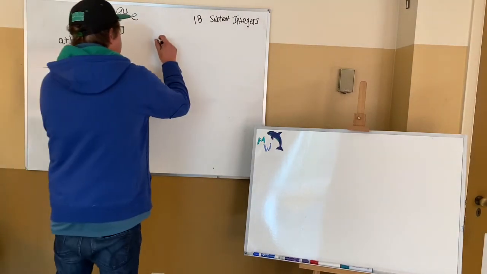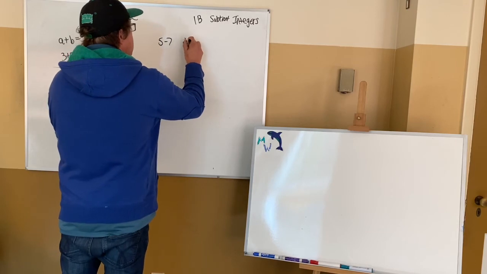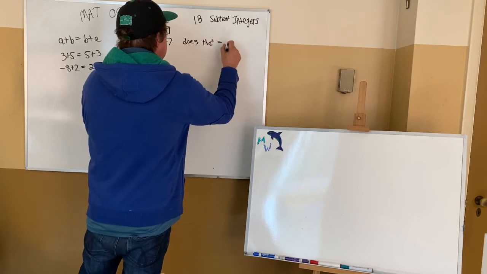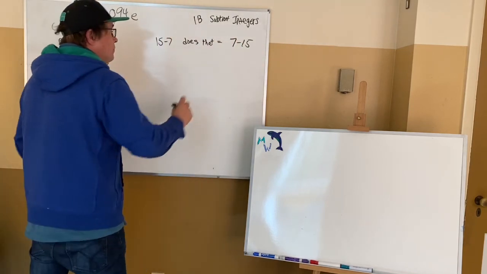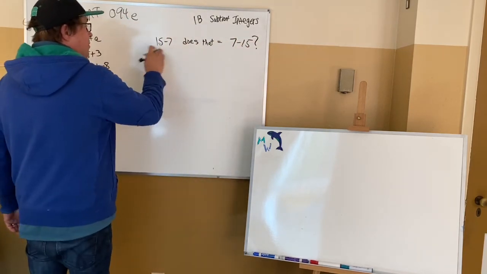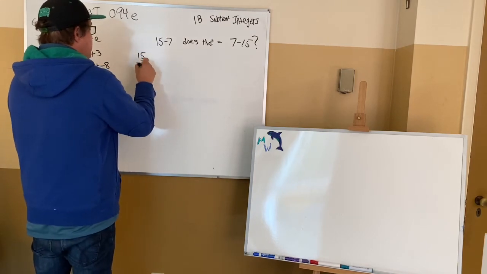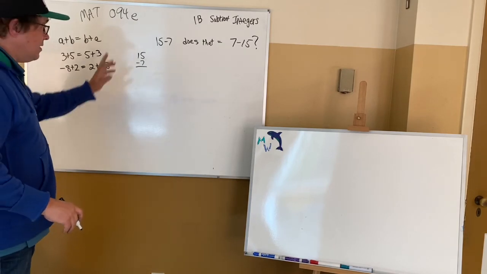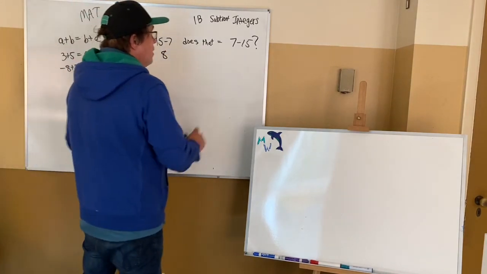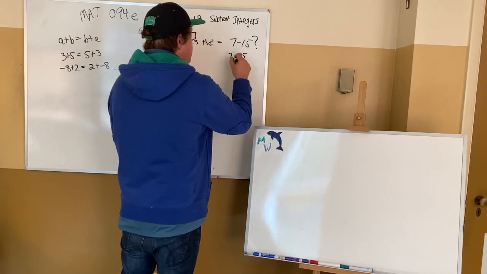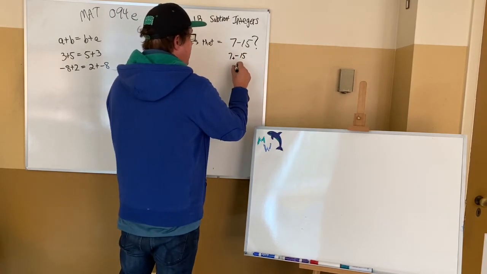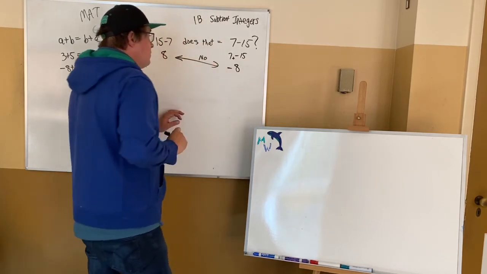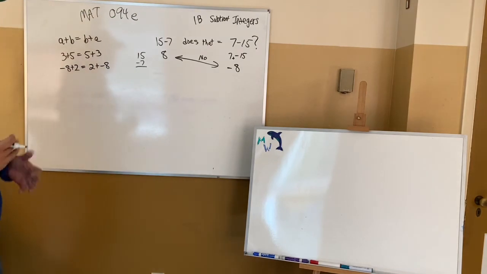But now, if I have 15 minus 7, does that equal 7 minus 15? 15 minus 7 gives you 8. But 7 minus 15 is not 8, it's negative 8. So order counts in subtraction.